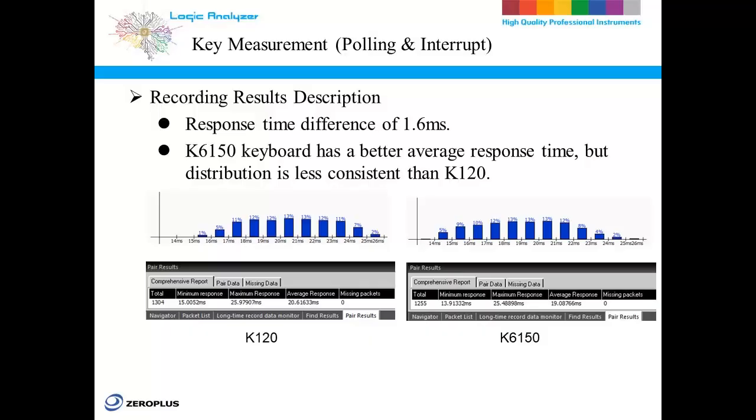Regarding the recorded results, the average response time for both keyboards is about 15 milliseconds, with a difference of roughly 1.6 milliseconds. Specifically, the K6150 keyboard has a slightly better average response time than the K120 keyboard. However, its response time distribution is more scattered. In comparison, the K120 keyboard, which analyzed a total of 14,000 states meeting the set conditions this time, has a more concentrated distribution.